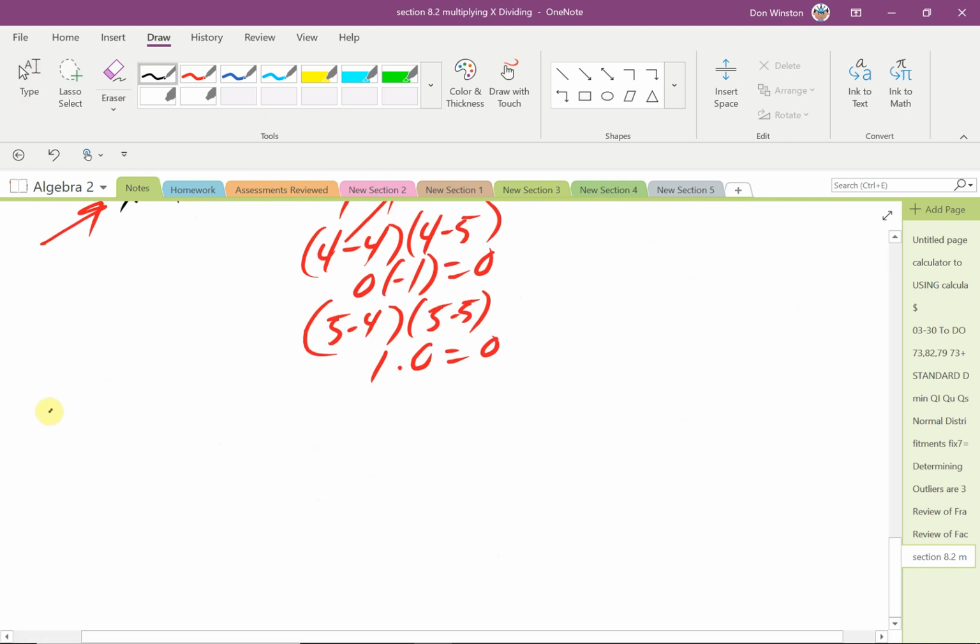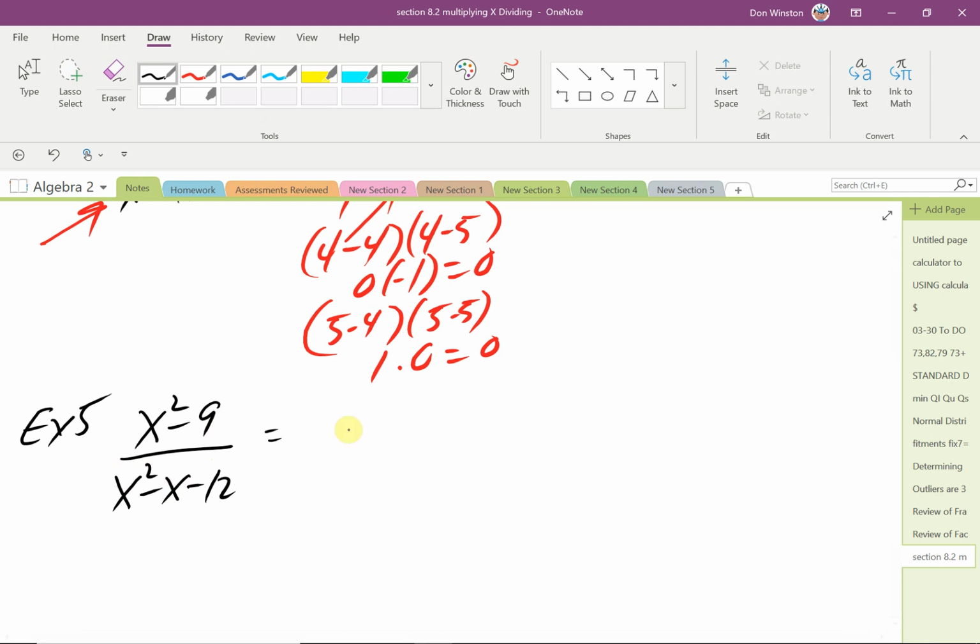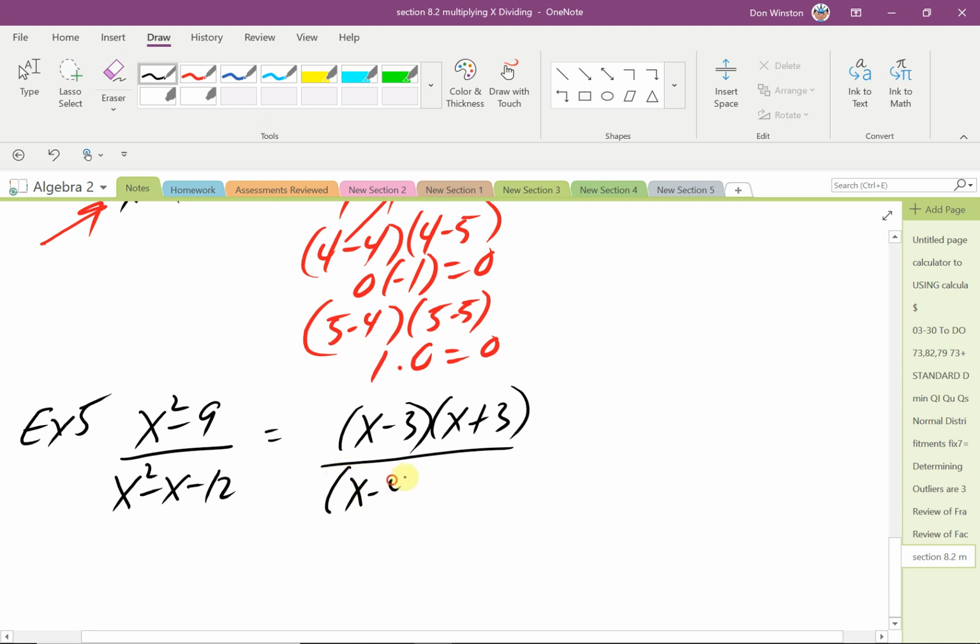Okay, example number 5 here. So let's say here I have x squared minus 9 over x squared minus x minus 12. So again, factoring is the name of the game here. Okay, I have to cancel out my common factors. So x squared minus 9 I can factor as x minus 3 times x plus 3. And then x squared minus x minus 12, factors of negative 12 that add up to negative 1 are negative 4 and positive 3. So this would be x minus 4 times x plus 3.